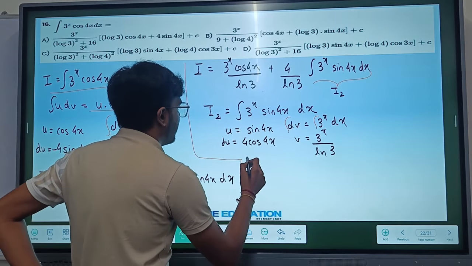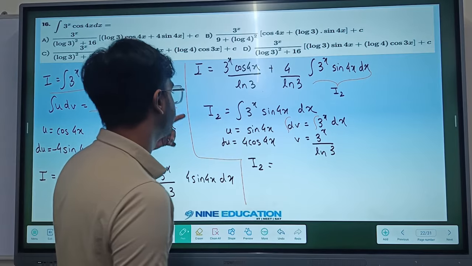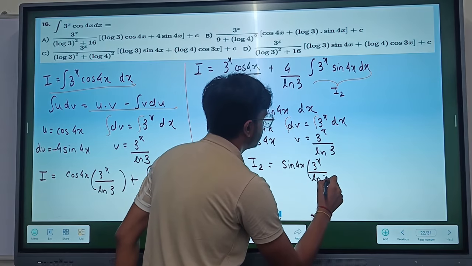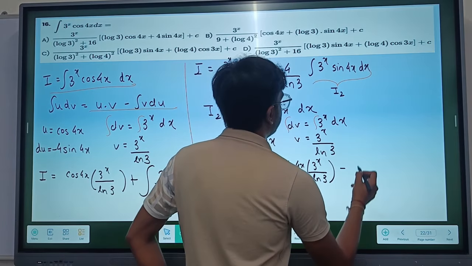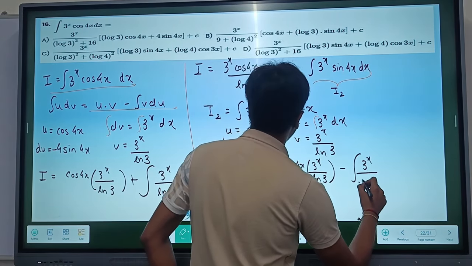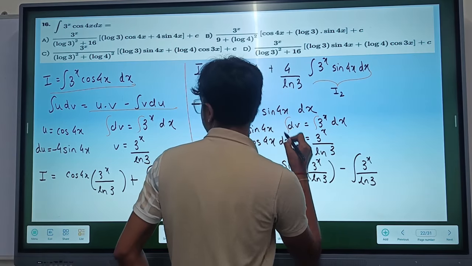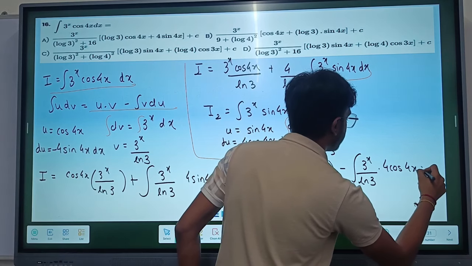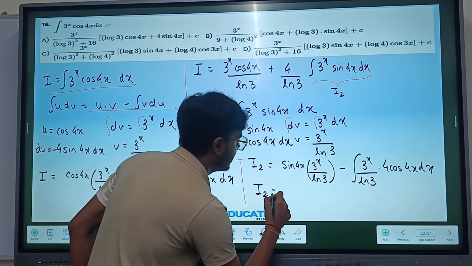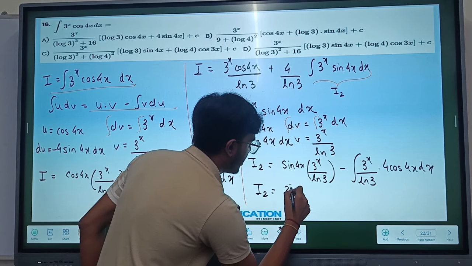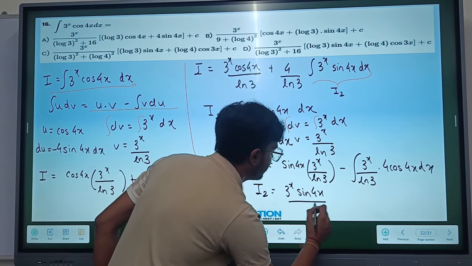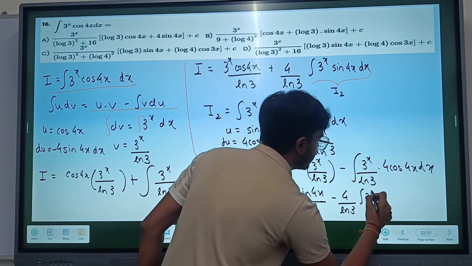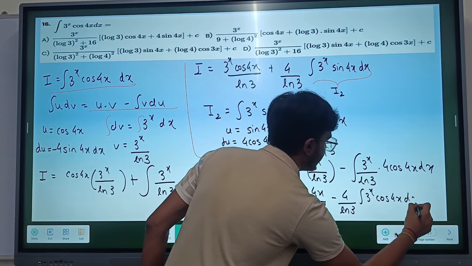So what will I get? I2 as u into v. U is sine 4x, v is 3 power x by ln 3, minus integration of v du. V is 3 power x by ln 3 and du is 4 cos 4x dx. If I take constants outside, I2 is 3 power x sine 4x divided by ln 3 minus 4 by ln 3 integration of 3 power x cos 4x dx.